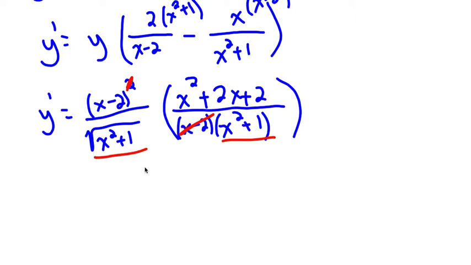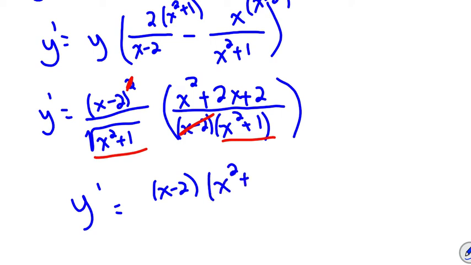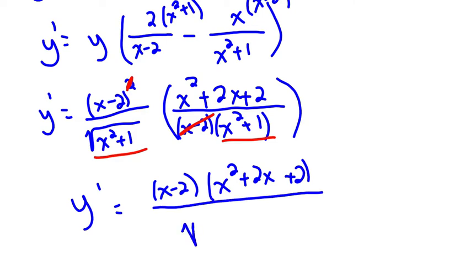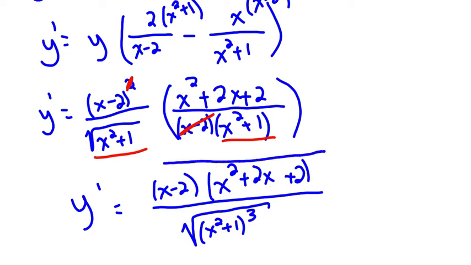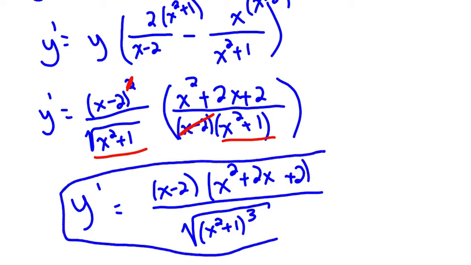So our final answer, I would say completely simplified, would look like x minus 2, x squared plus 2x plus 2, and then all over, depending on how you would see this written, you might see it like this, x squared plus 1, that quantity cubed, underneath the square root, or you may just see it written as a 3/2. But that is completely simplified right there.